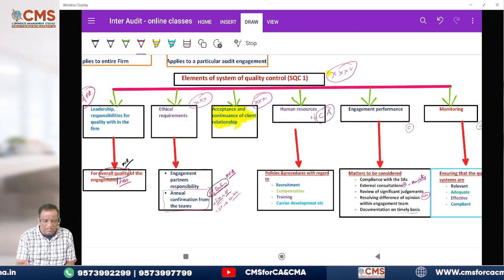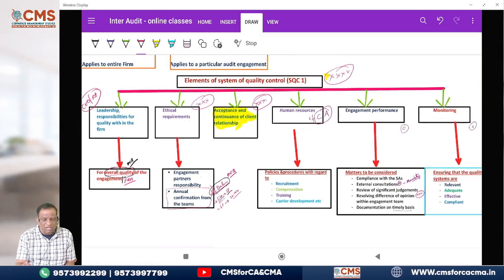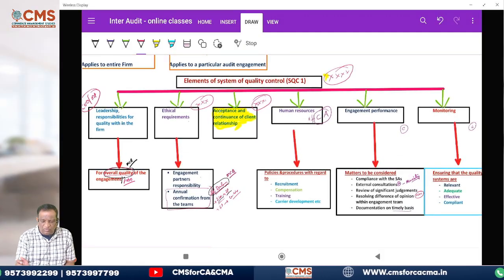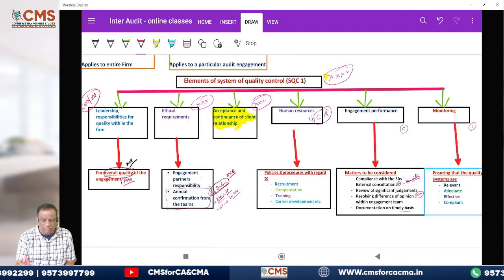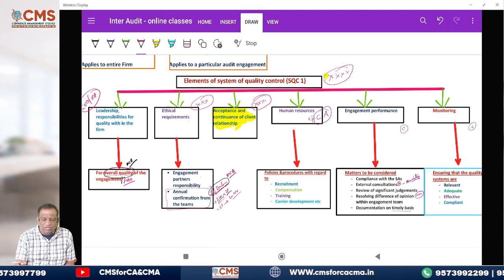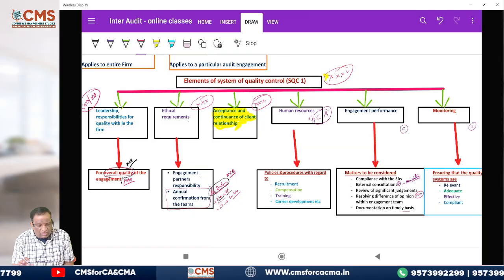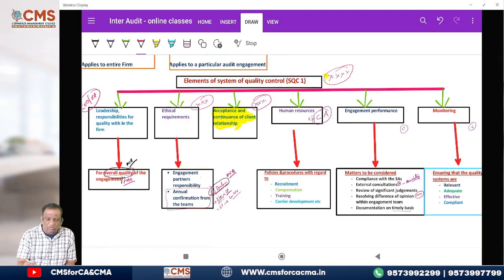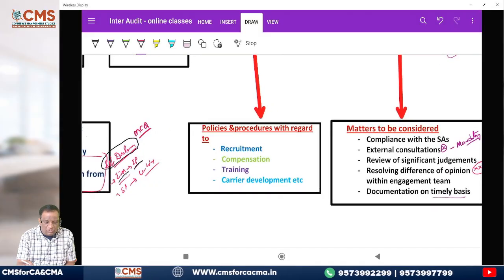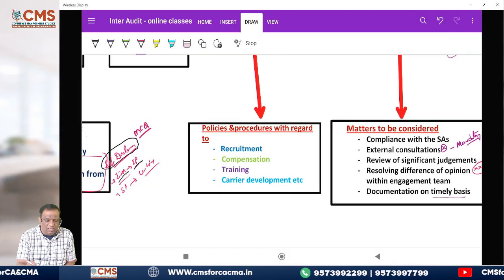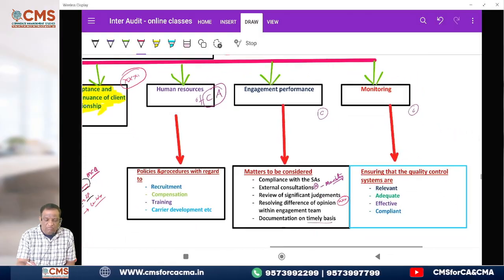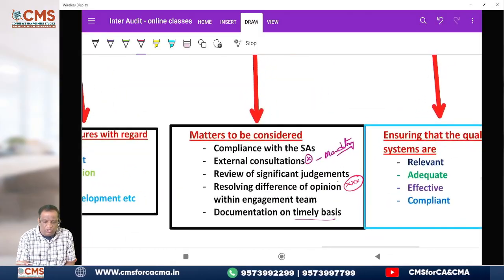I can't say he is not asking, but to be honest, it is a little tight and it requires long discussion. Now that we don't have time, I am not able to get to the roots of it, but he is asking. That is, with regard to the human resource of a CA office, you must have all these policies and procedures with regard to recruitment, compensation, training, and career development. And similarly, engagement performance. Whenever he is doing it, the auditor should keep these points in mind.